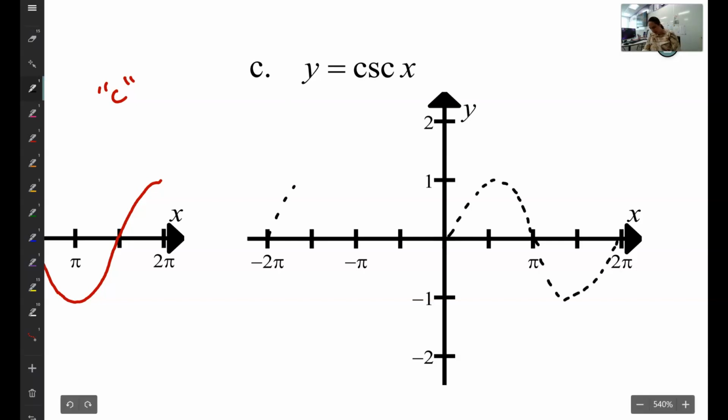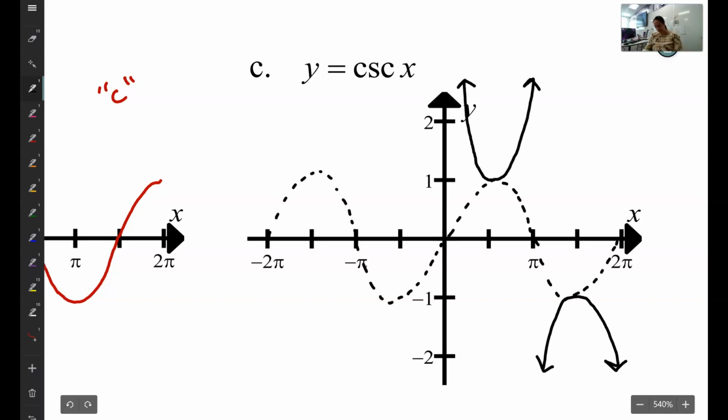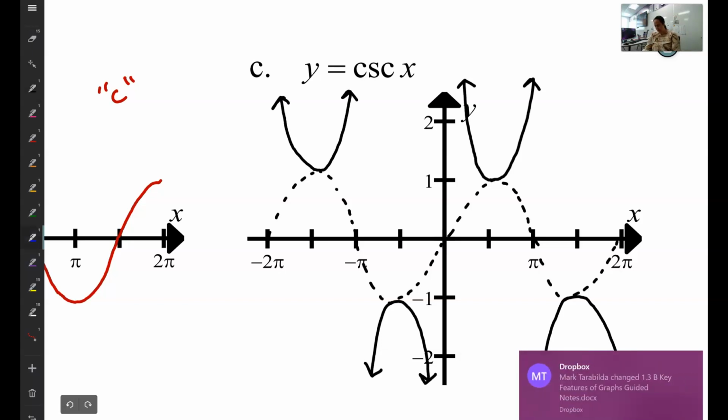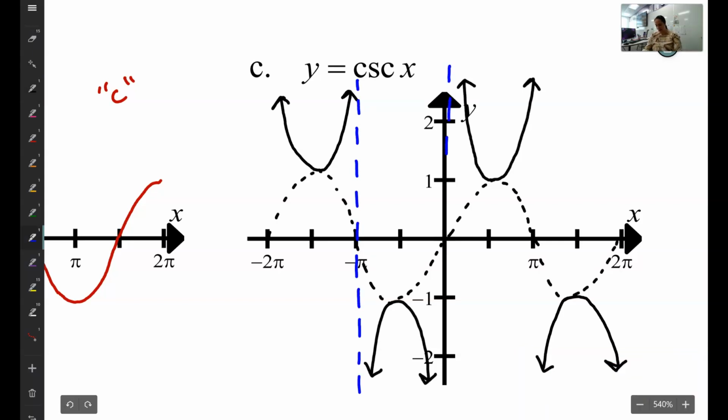Okay, then I repeat it. Now, the cosecant graph, anytime sine has a hump, it has a parabola. And then there are asymptotes between each parabola. That's your cosecant.